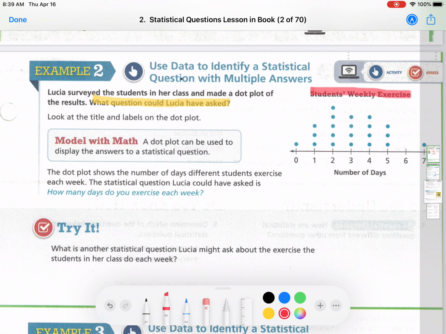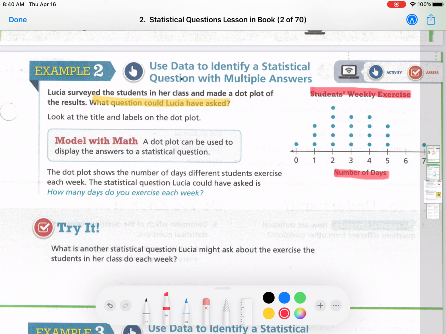And then on the bottom, there's a number line. It goes from 0, 1, 2, all the way up to 7. And those are the number of days, okay? So each dot is going to represent a piece of data. So one student is represented by one dot. And each student responded to this survey by saying how many days they exercised.